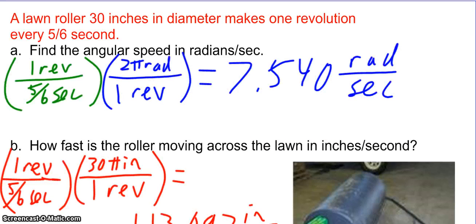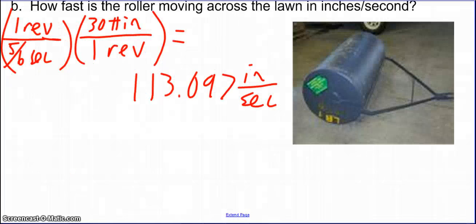Alright, so for each one of these, it's just 2 simple conversions. I multiply 1 rev over 5-6 seconds times 2 pi radians over 1 revolution to get 7.540 radians per second. And I multiply 1 revolution over 5-6 seconds by 30 pi inches over 1 revolution, and we get 113.097 inches per second.